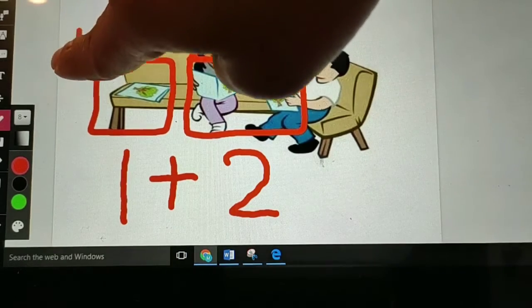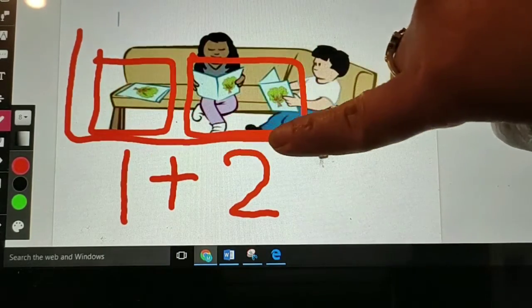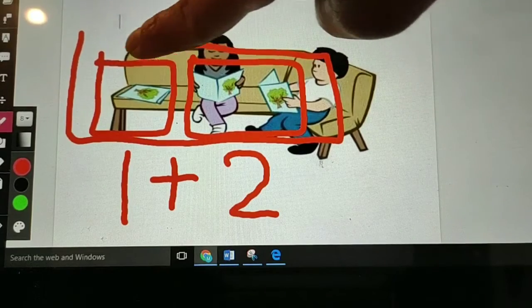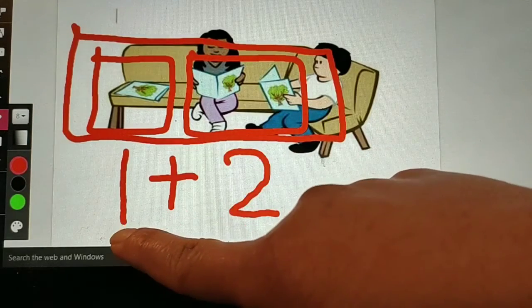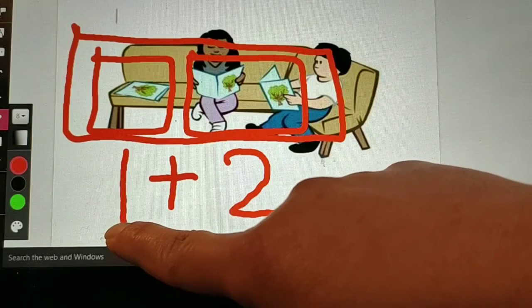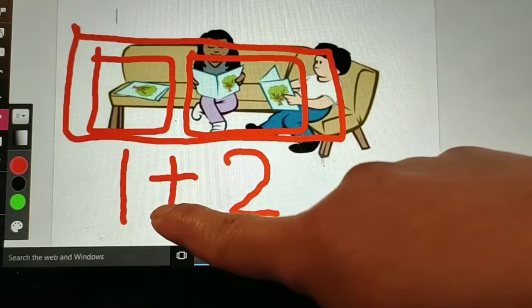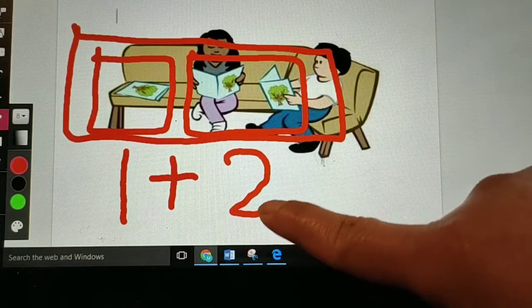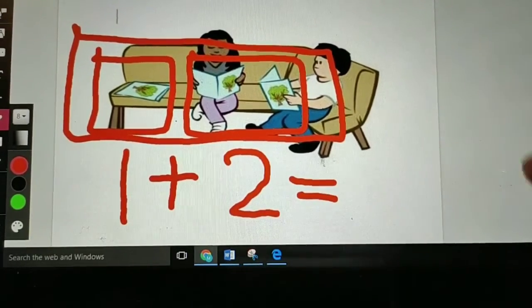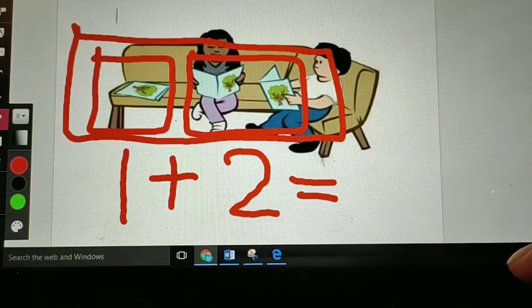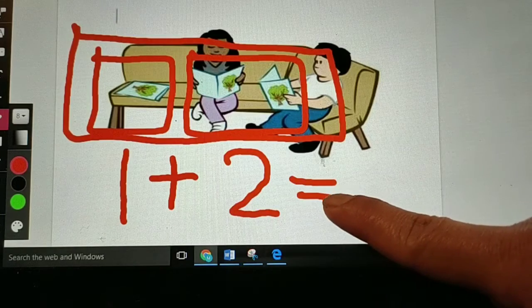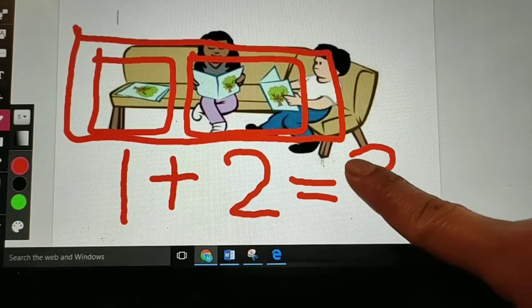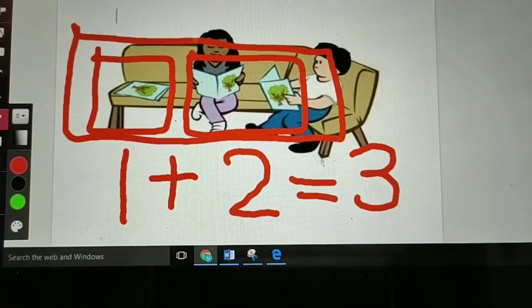Just like that. Well, I put all these books inside a nice rectangle. Just like that. Now let's read our math sentence. Do it with me, friends. 1 book was lying on the couch, remember? So 1 plus 2 books equals, how many books did we count all together? 3. 1 plus 2 equals 3. Very nice.